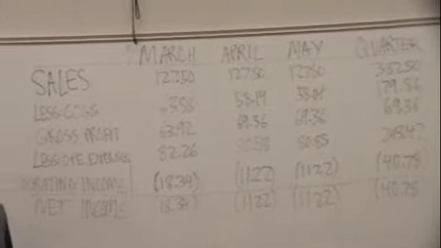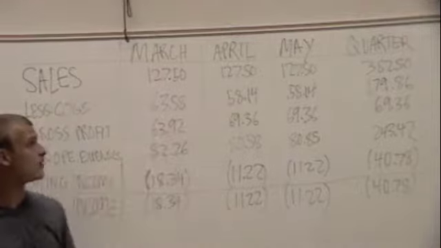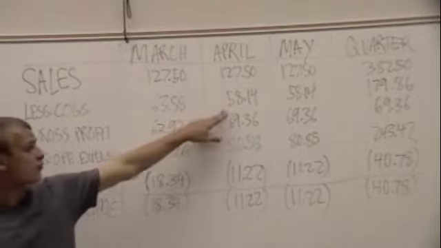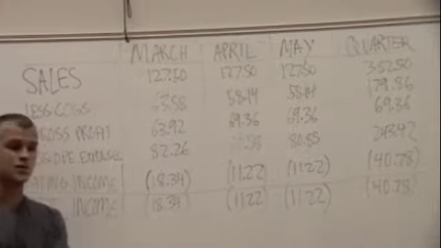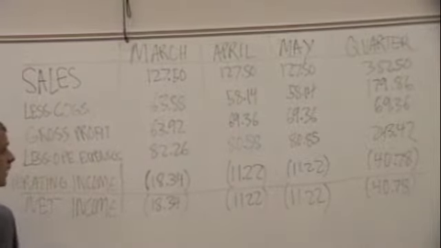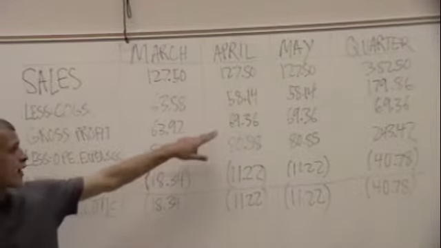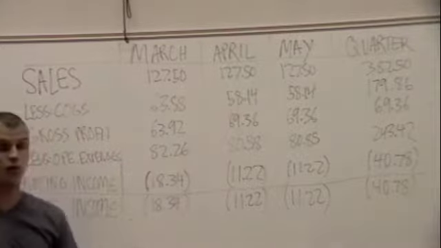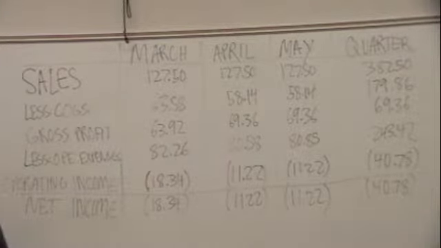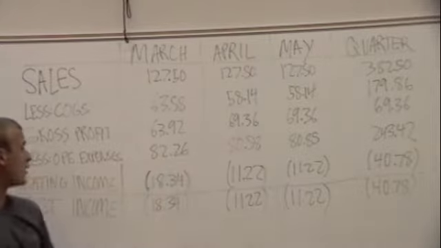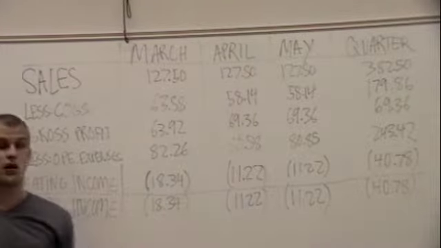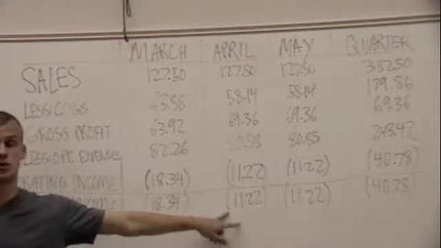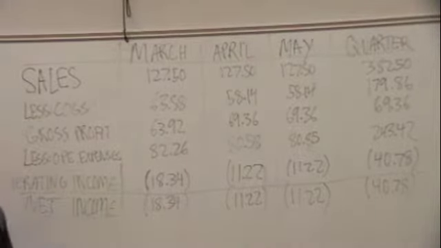We have our normal 120 muffins, so we sell $127.50 worth of stuff. And then our cost of goods sold for this month is going to be $58.14 from the direct materials budget. And then you subtract, and that gives us our gross profit of $69.36. So once again, we subtract our operating expenses to get our operating income, which is a loss of $11.22, and then that's the same as our net income, which is also a loss of $11.22 for April.